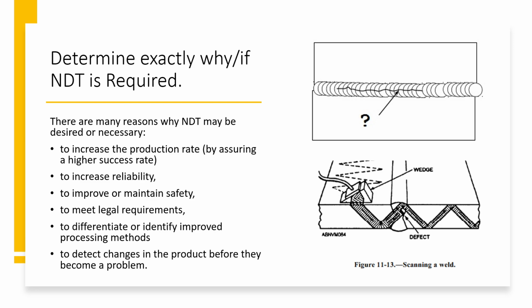To help us identify or improve process methods. All right, we had some issues with this welding process when we were welding things, but we've done non-destructive testing, so we can improve our process. And to check changes in the product before they become a problem. Maybe we've got a crack somewhere, or some kind of flaw or discontinuity that is a defect and we need to fix it.